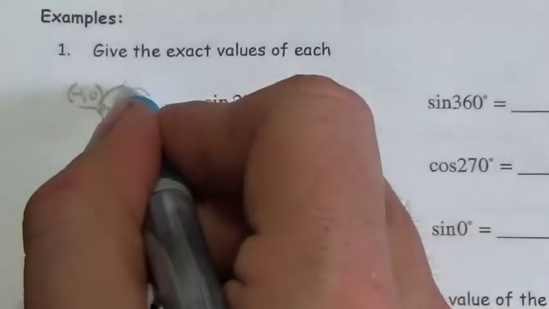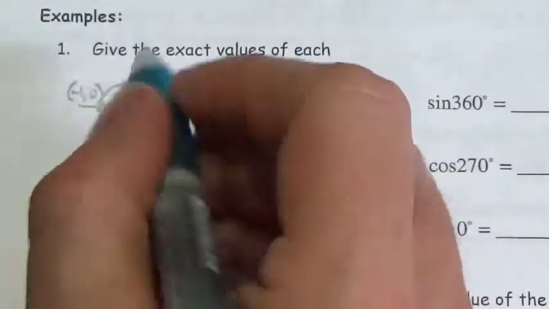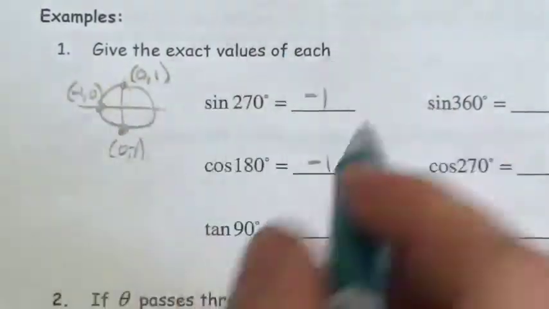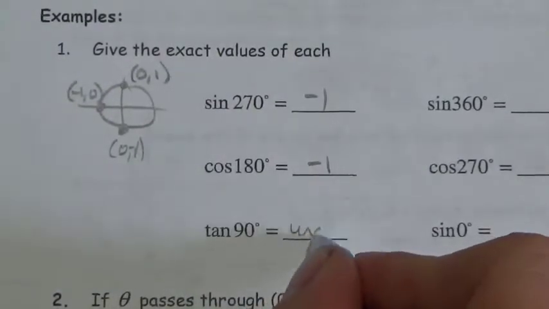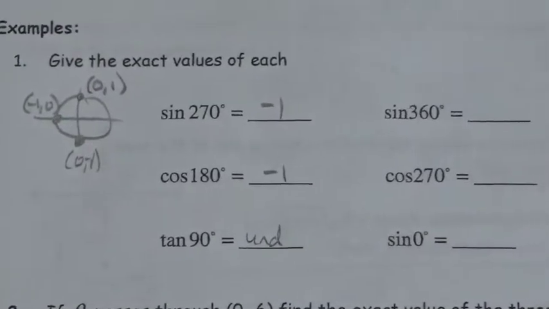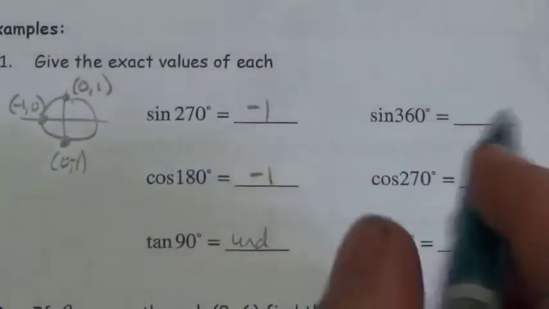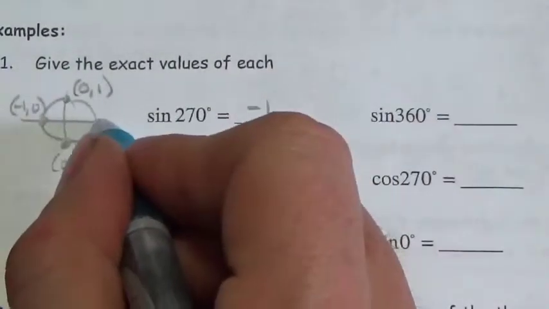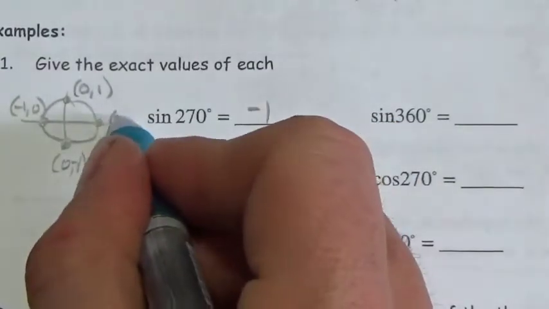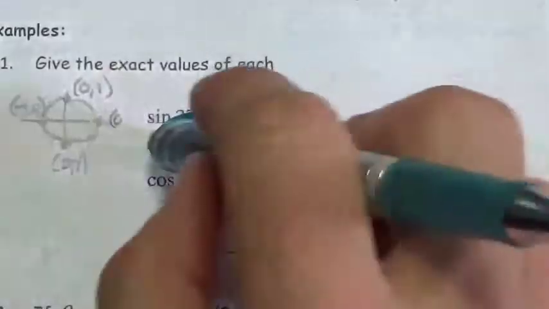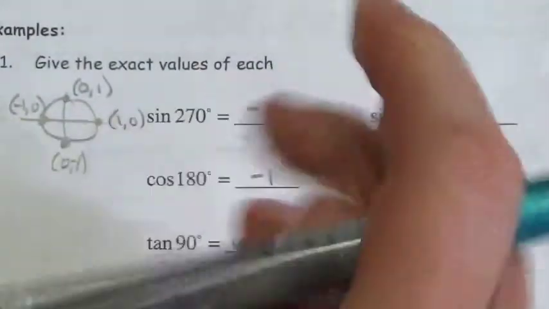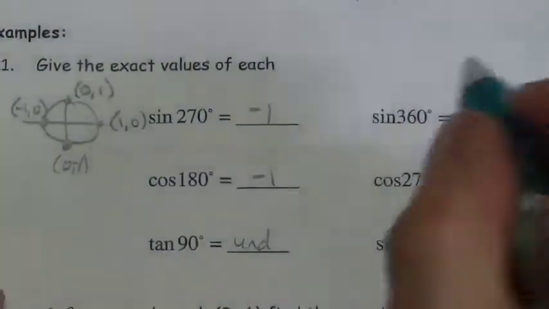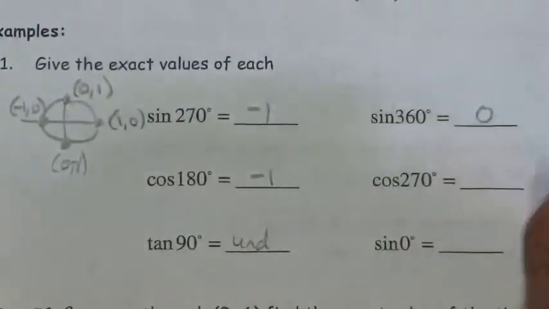Tangent of 90 is right here. On this unit circle, this would be 0, 1. Tangent is going to be the y-coordinate divided by the x-coordinate. So 1 divided by 0 is undefined. Sine of 360. Sine is related to the y-coordinate. Oops, sorry, I did that backwards here. And the y-coordinate at 360, when we're talking about the unit circle, is going to be 0.